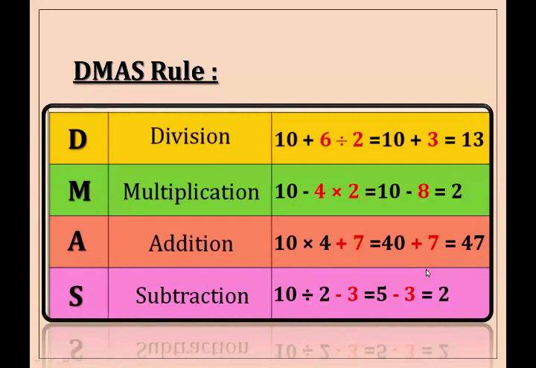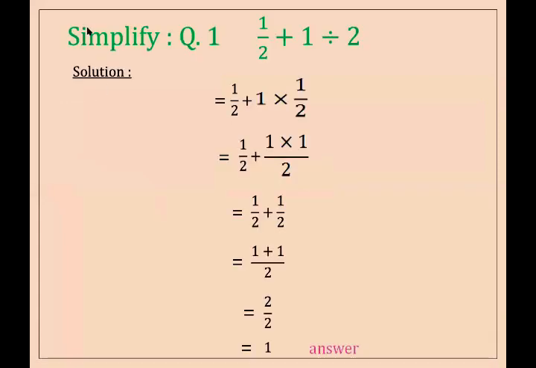Now students, we have to apply this Demar's rule on our fraction cases. Here we start our exercise 3.5 on page number 49. Here is question number 1, simplification. Simplify 1 upon 2 plus 1 divided by 2. Now students, you remember that here we have to follow the Demar's rule. Demar's rule means firstly we have to solve the divide operation. Here we have the divide operation, so we solve this division first.